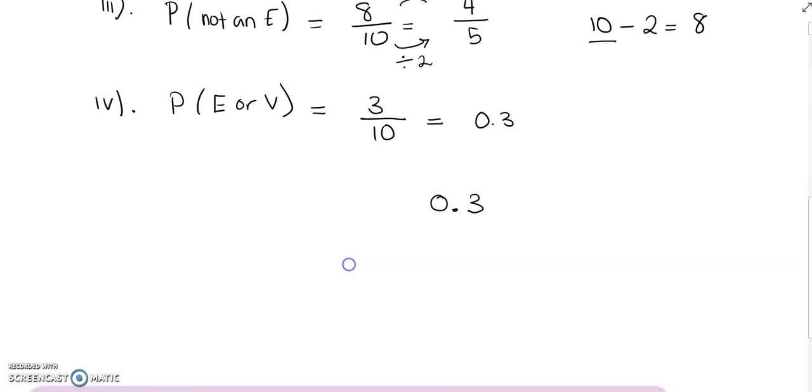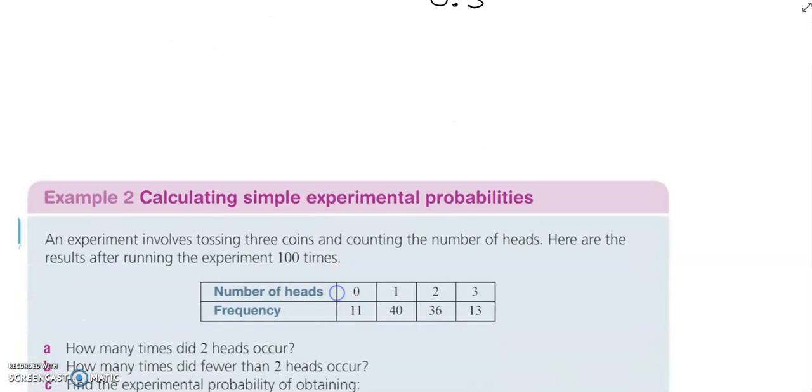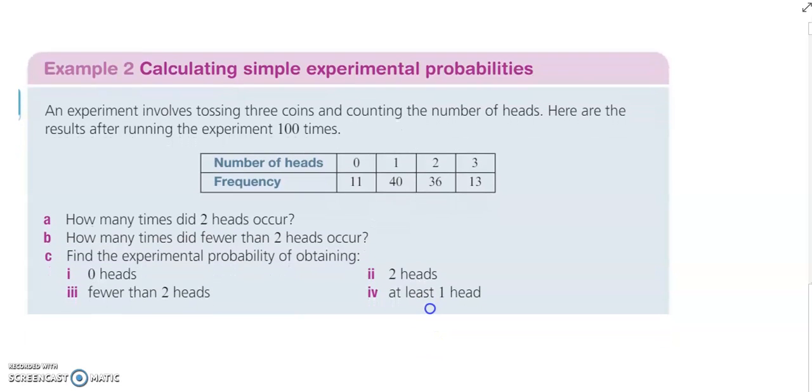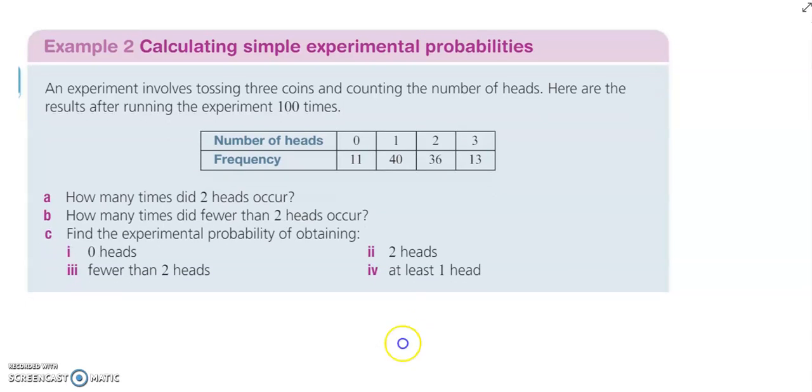Okay, so now we're ready to move on to our next type of probability. This is our experimental probability. In this question, I've got an experiment involving the tossing of 3 coins and counting the total number of heads. Here are the results after running the experiment 100 times. We have a table that says the number of heads, so I can either have 0 heads, 1 head, 2 heads, or 3 heads, because there are 3 coins, and the frequency of getting each one.